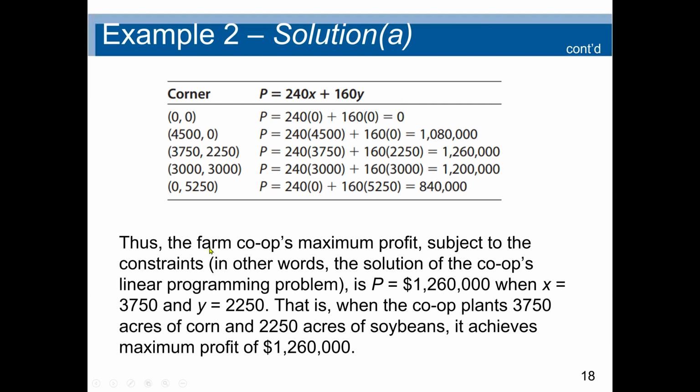So here we say the farm co-op's maximum profit is subject to the constraints. In other words, the solution of the co-op linear programming problem is P equal to 1.26 million when S is 3750 and Y is 2250. So that's when the co-op plants 3750 acres of corn. And remember, Y is the soybean, so it will be 2250 acres of soybean. And this will achieve the maximum profit of 1.26 million.